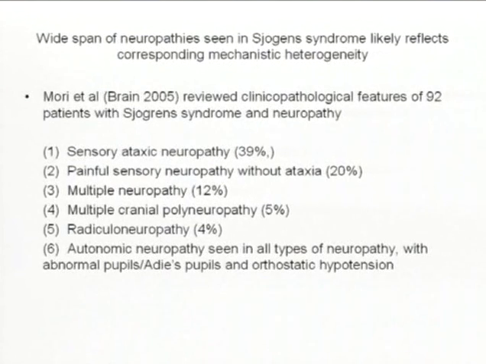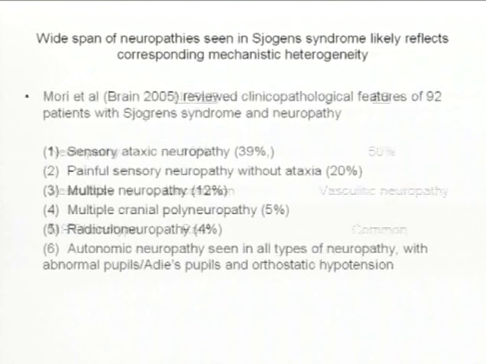The third and fourth types of neuropathy, mononeuritis multiplex or multiple cranial polyneuropathies, are mediated by infarcts and vasculitis of the vasa nervosum. And autonomic neuropathy was seen in all types of peripheral neuropathy.